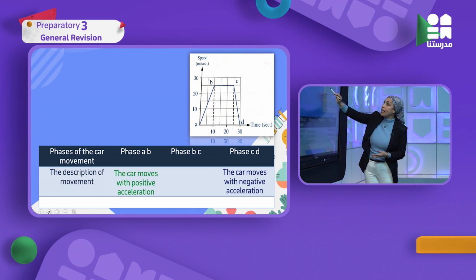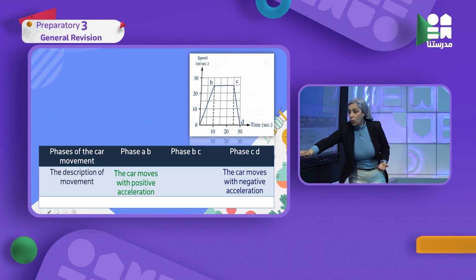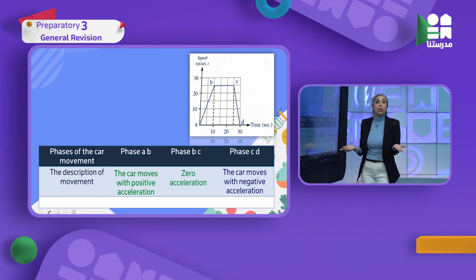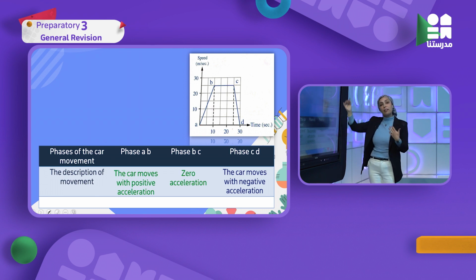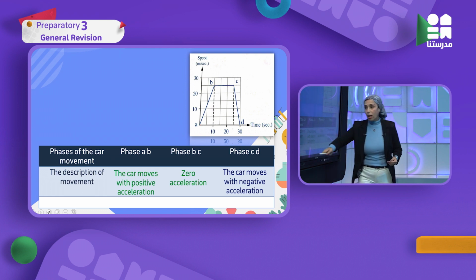طب what about the phase BC? Can you describe the movement? Yes, of course. What's my movement here? I said zero acceleration. مش بعمل أي تغير في السبيد بتاعتي with zero acceleration. And he gave me this answer: from C to D, the car is moving with negative acceleration. ببطأ في السرعة بتاعتي. Let's move to the next type of problems.